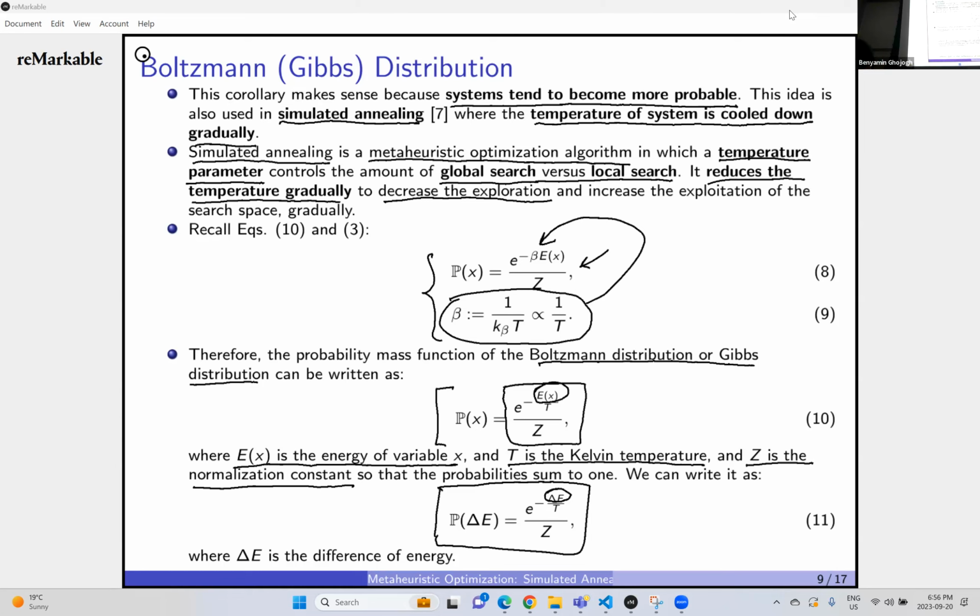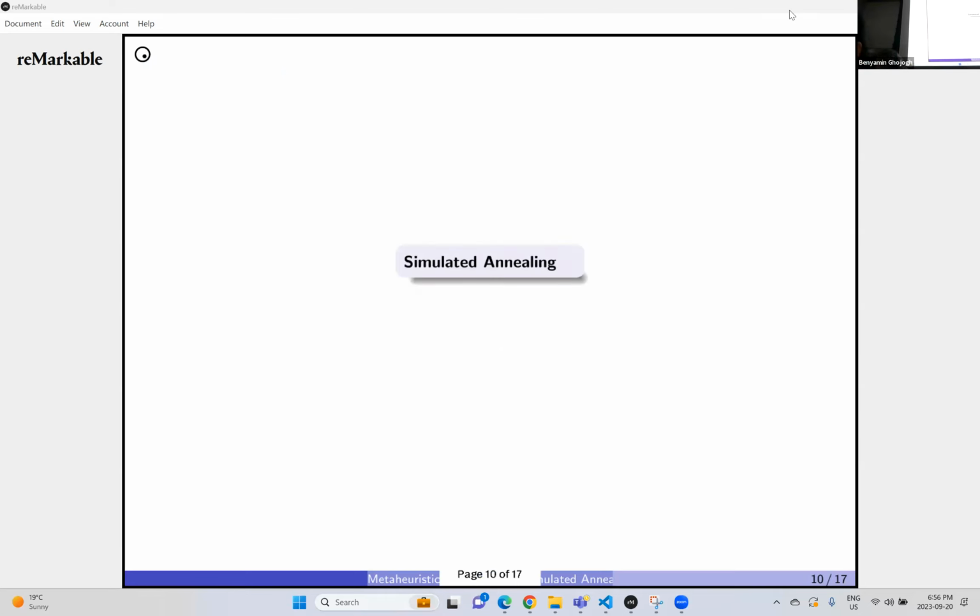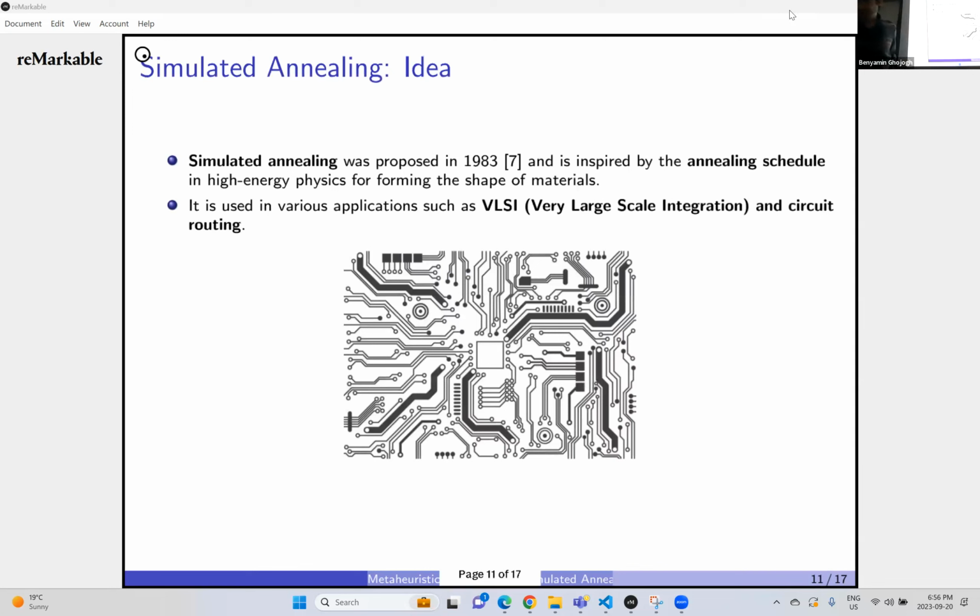Now let's go into the simulated annealing algorithm. So far, it was the preliminaries of simulated annealing. The idea was proposed in 1983. As you see, it's an old algorithm, and it is inspired by the annealing schedule in high energy physics for forming the shape of materials, like glass. It is used in various applications such as VLSI, short for very large scale integration, and also circuit routing.